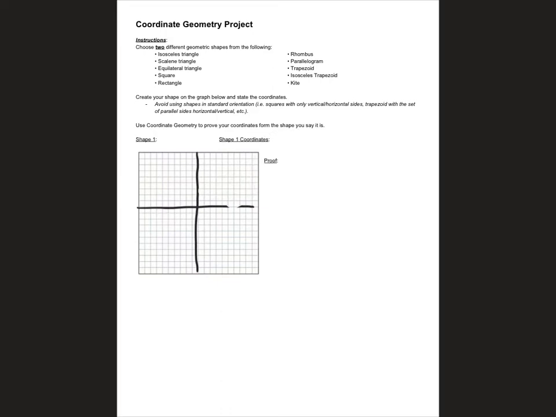If you were to pick, say, a square, notice this. Don't use shapes in what's called standard orientation. That's when it's only horizontal or vertical sides. So for example, if you made a square and you went, hey look, I made a square. That's not okay. With that, you need it to not have vertical and horizontal sides. You'd have to make it kind of look slanted.